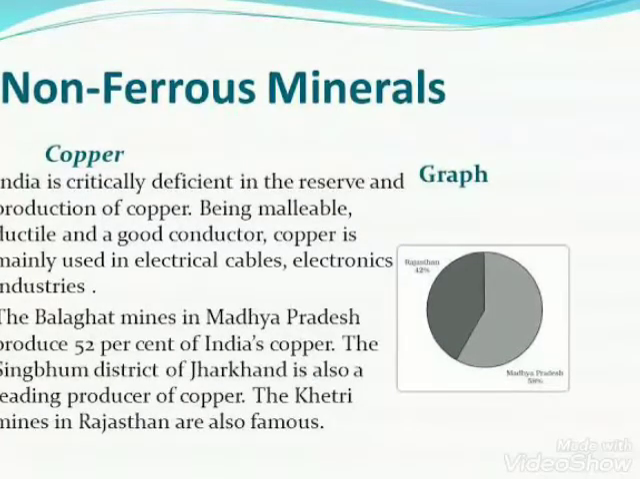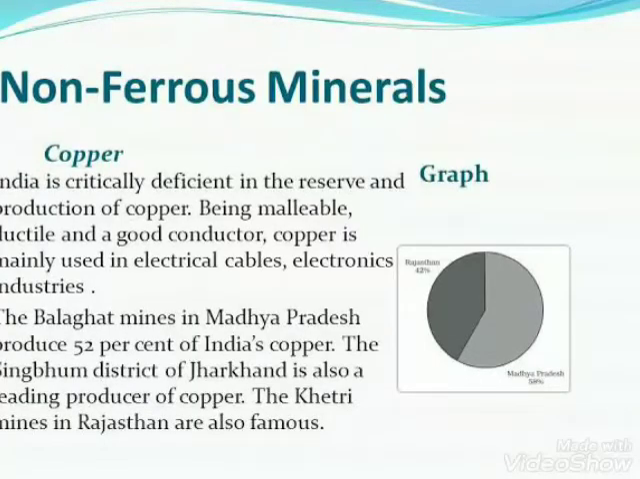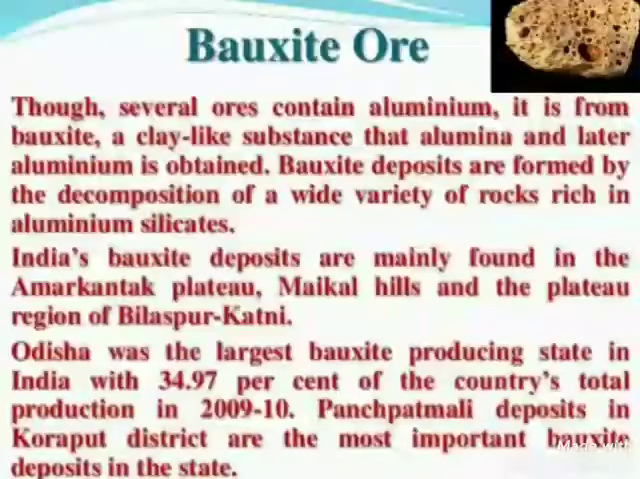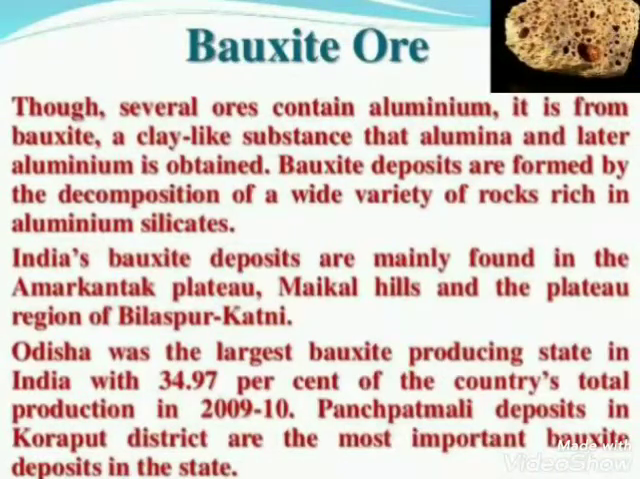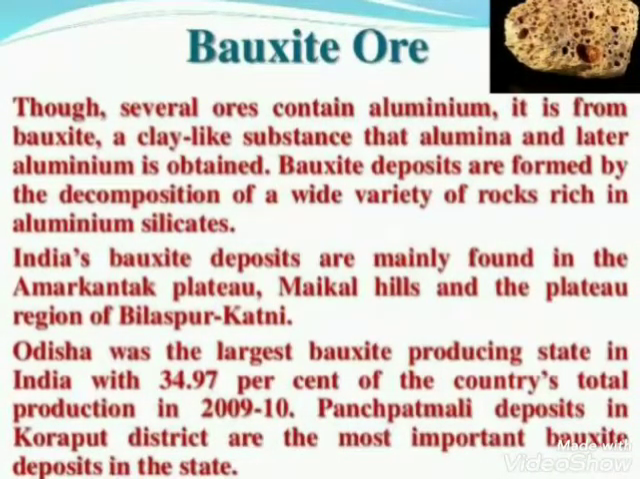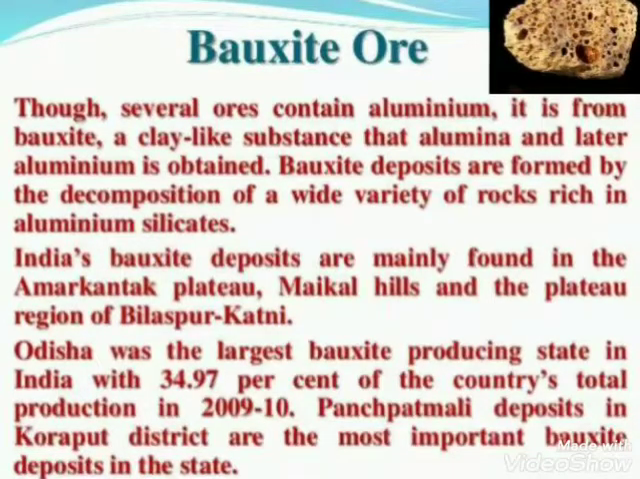The next non-ferrous mineral is bauxite. Now, when we talk about bauxite, children, there are several ores which contain aluminium. It is from bauxite, a clay-like substance, that alumina and other aluminium is obtained.